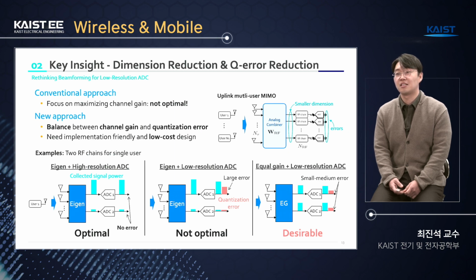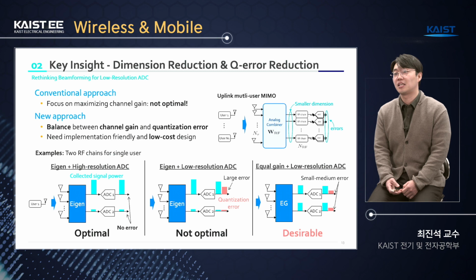However, as you see in the middle, we have the same beamformer, which collects most of the channel power and has different power distribution on the ADCs. Then with the low resolution ADCs, the significant quantization error happens for the ADC with large channel gain, but the quantization error is very small for the ADC with small channel gain. And this is a very inefficient way of quantizing the signal with the same given bits. So it's not very optimal.